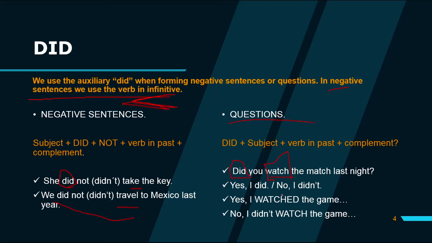Yes, I did, or no, I didn't. Yes, I watched the game or the match last night, or no, I didn't watch the game or the match last night. Notice that in this case we do use -ed because we are not using did. In this case, we are using did, so we use the verb in present.